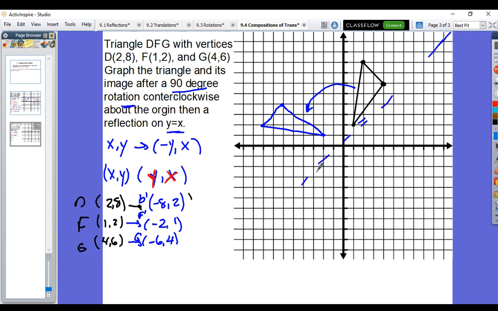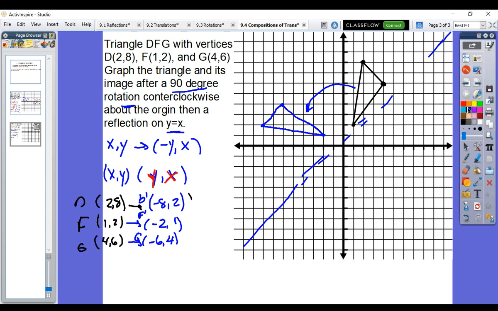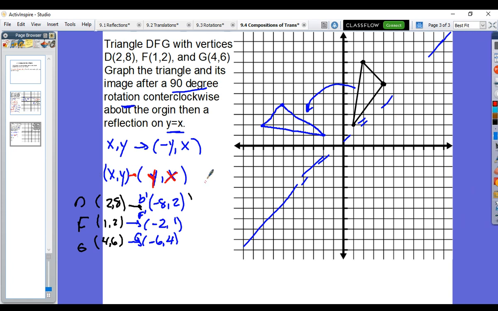Remember, the y equals x line goes straight across. So that should end up somewhere over here. Let's see. So when that happens, all you do is just flip the coordinates. So we're doing it to this. We're going to do it just on the same line. So we're going to just flip, and this becomes 2, negative 8, 1, negative 2, and 4, negative 6. This should be D double prime, F double prime, G double prime.